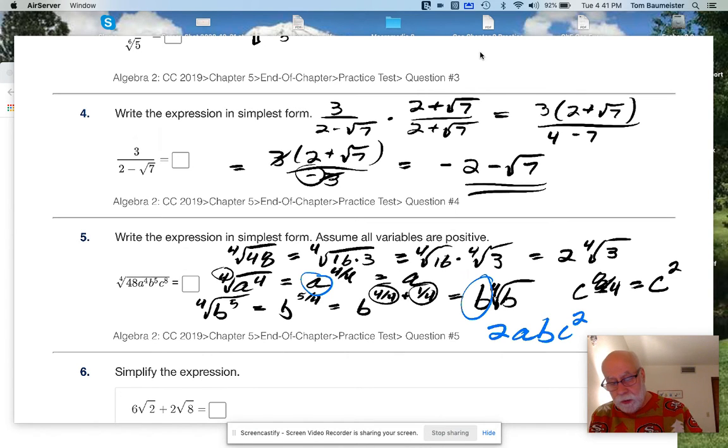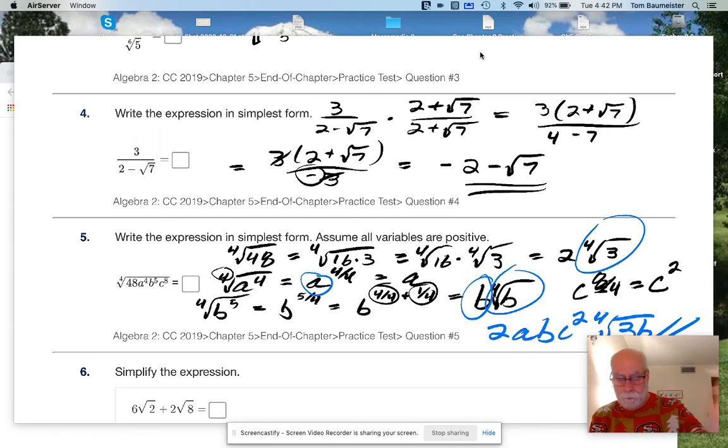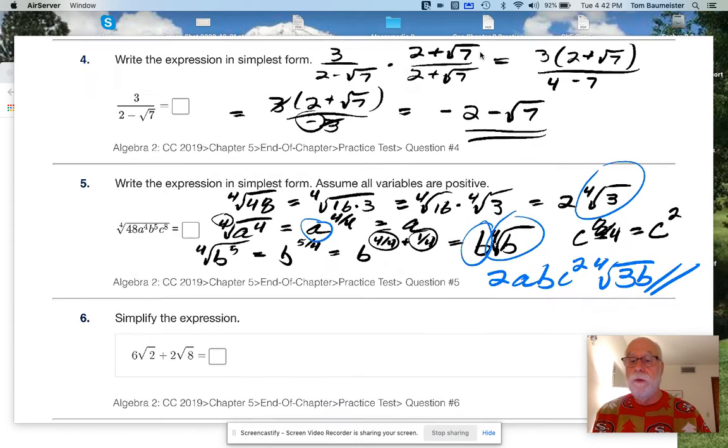And then whatever else is underneath the fourth root radical, we're going to put those together. And as you can see, I have that and that. So I'm going to say it's just 3b. So the fourth root of 3b. And there's your answer for that one.